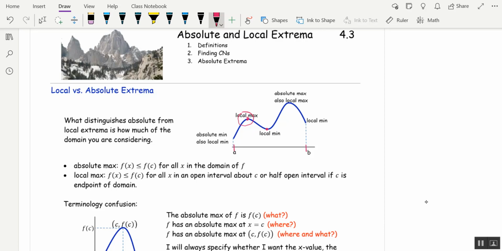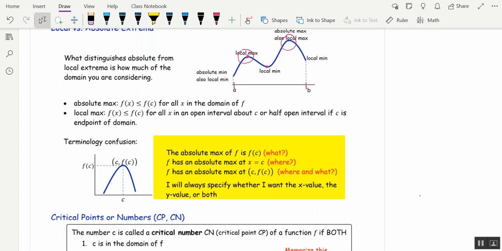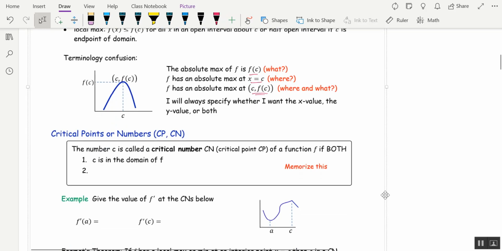That would be Mount Whitney. So that would be the absolute max for all the mountains in California. And so in terms of where absolute maxes and absolute mins happen, the x value is where, and the y value is the absolute max or absolute min. Sometimes you're asked for both. I typically will ask for both, but I'll always make it super clear what I want, so there'll be no confusion. All right, we need to talk about critical points before we can talk more about extrema.